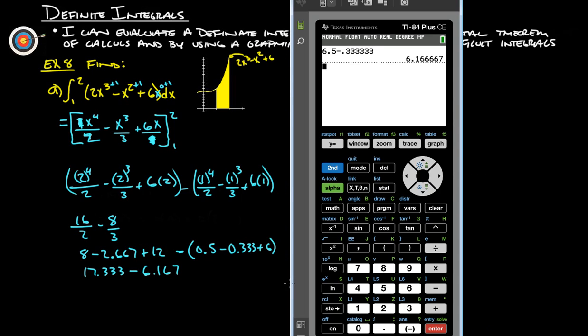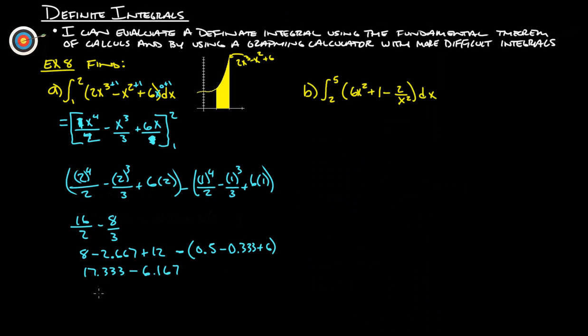Let's see. So take that times -1, and then we get our -6, and then we add 17.333, and that gives us 11.167. Well, 11.166. I should do 1.66. Okay, so that's going to be units squared. So that should be this area under the curve right here.